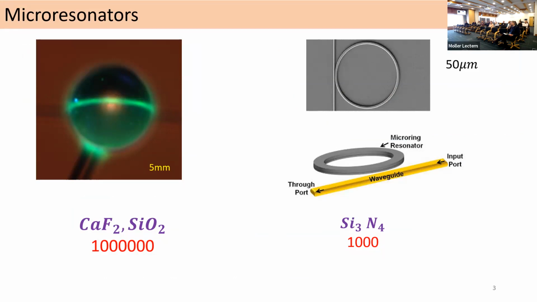And this is an integrated version of this. You can make those on the tip of a fiber, so it's a macroscopic object like this one, but this one is much smaller. You can see the 50 microns. This ring is on the photonic chip, right? It can be made from different semiconductor materials typically. And I put here some numbers, which we call finesse. For this, the finesse is very high, it is 1 million. And for these resonators, the finesse can be between 1,000 and 10,000.